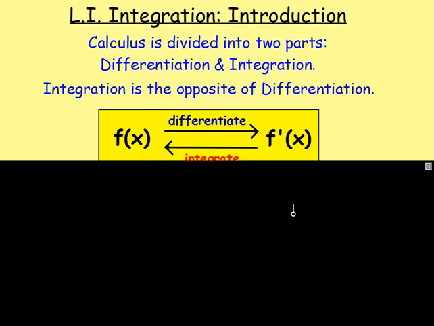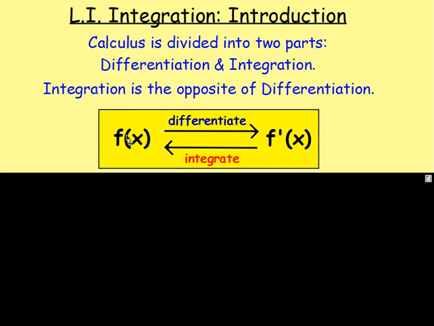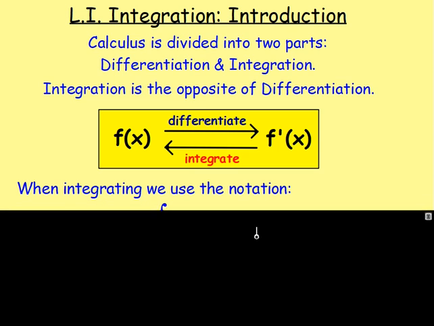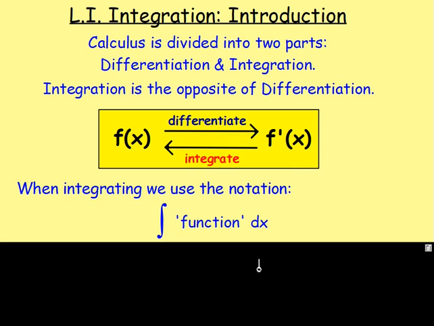So if you're given a function, f of x, you can differentiate it to find f dash x, and if you're given f dash x, you can then integrate it, and you can go back the way to find f of x. When you are integrating, we use the notation something like that. This is how you write it.